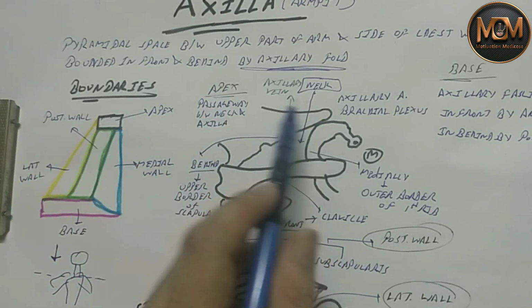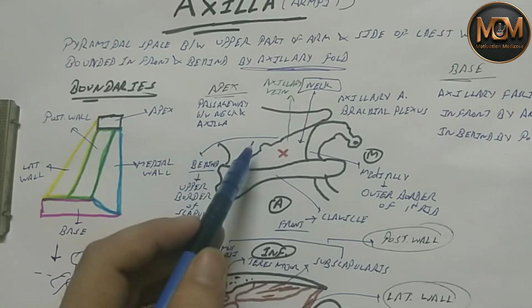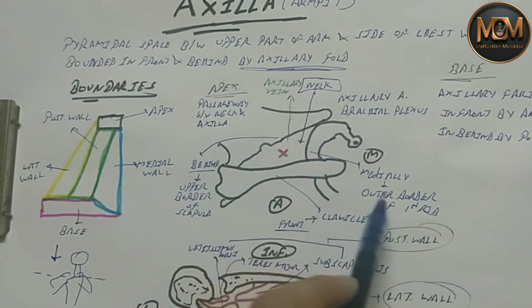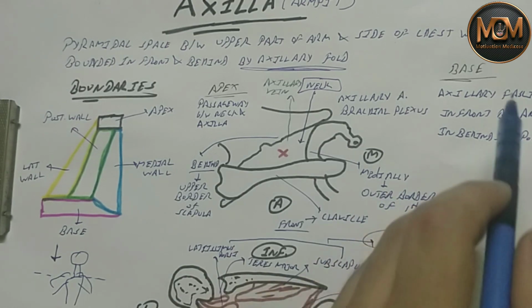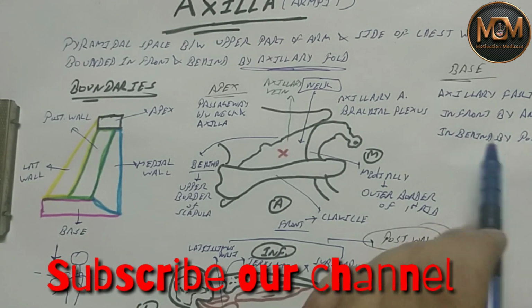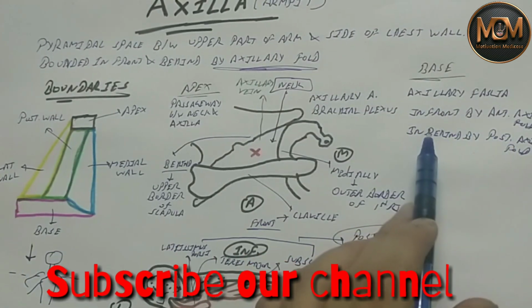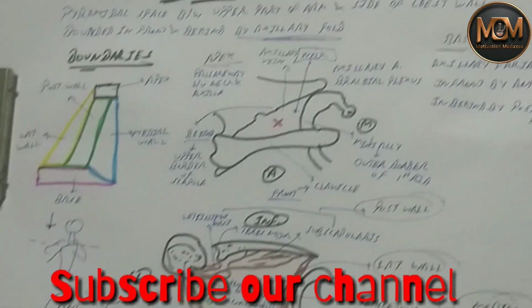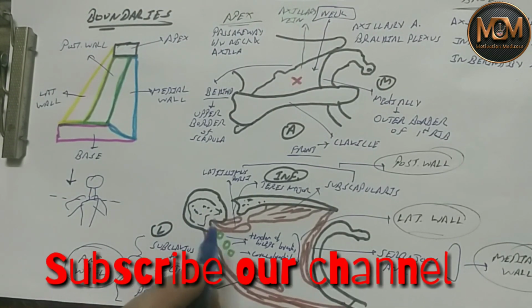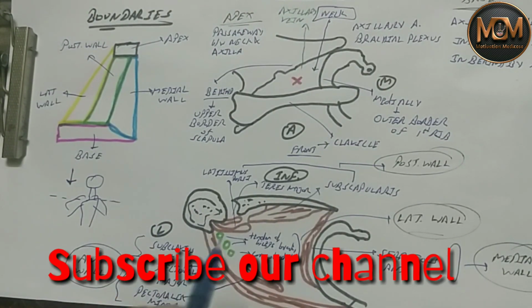For the apex, this is the scapula, which is going to be behind, in front is the clavicle, and medially will be the outer border of the first rib. And the base is formed by the axillary fascia, in front covered by the anterior axillary fold, and posteriorly by the posterior axillary fold. And now we have drawn the diagram for understanding the boundaries, lateral walls, and the medial and the posterior wall.